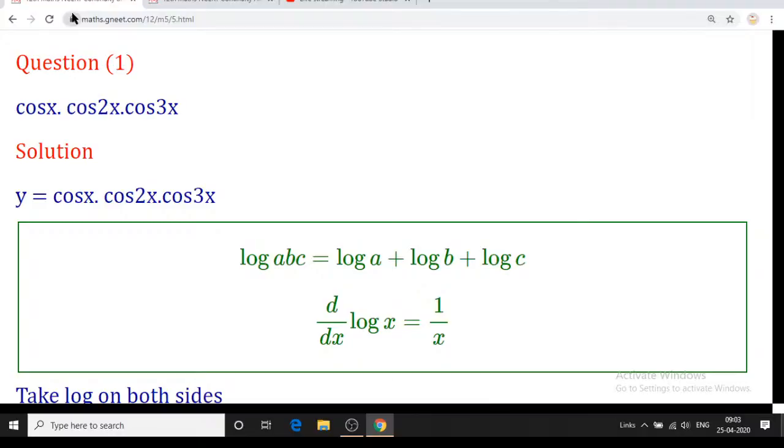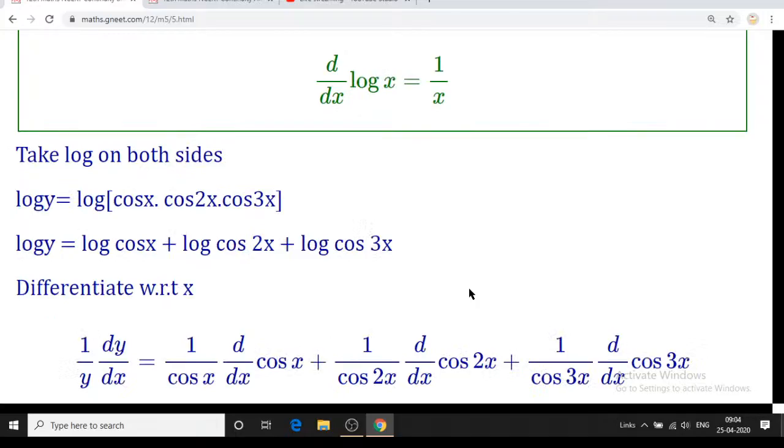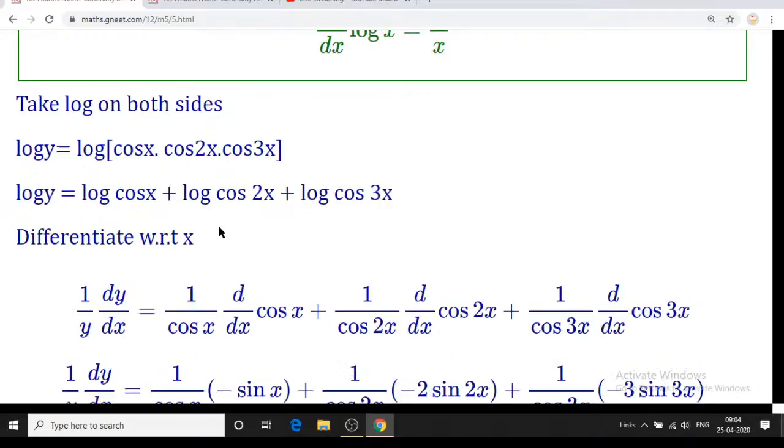Log of a upon b is written as log a minus log b. Log of a into b is written as log a plus log b, and log of a raised to m is m log a. Now in this case, the first sum they have given is y equals cos x, cos 2x, cos 3x.